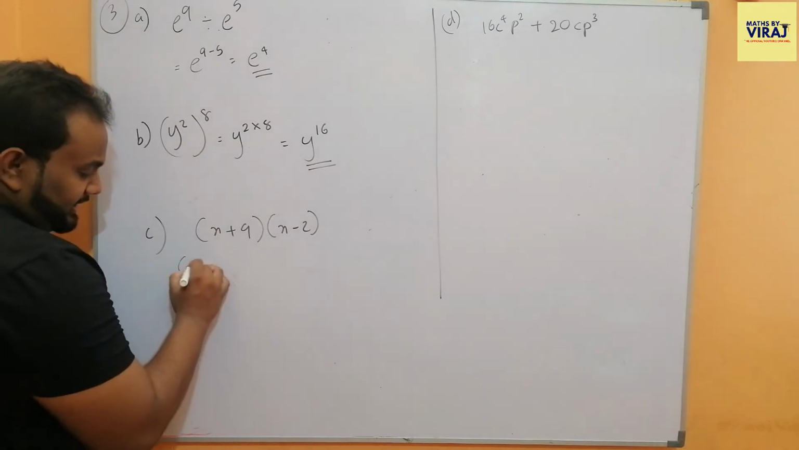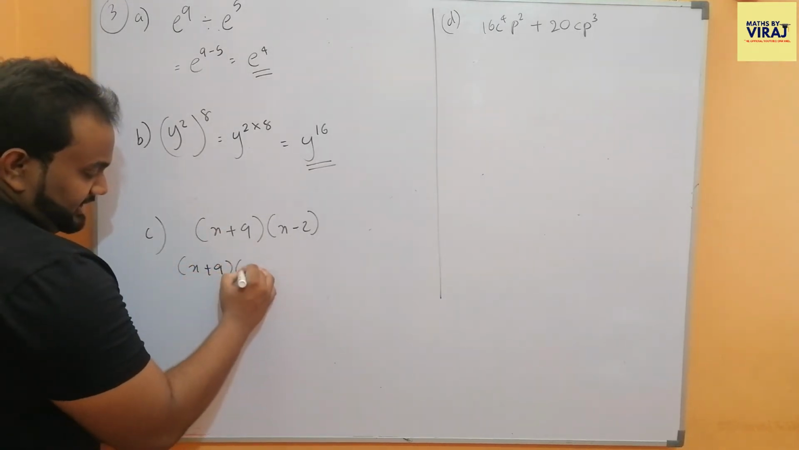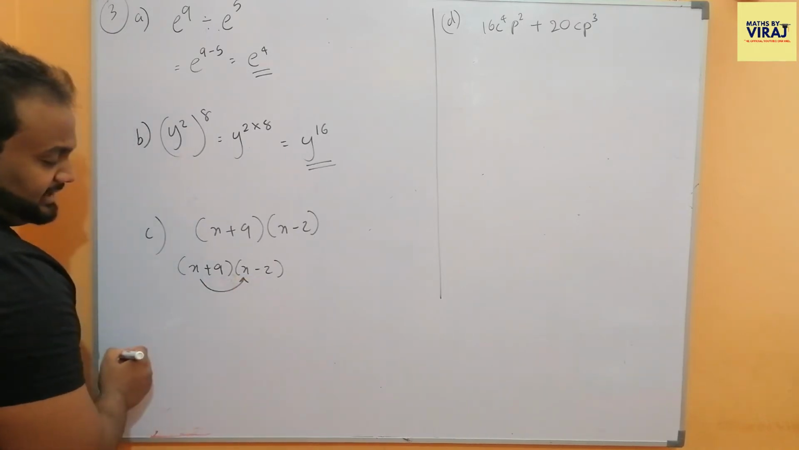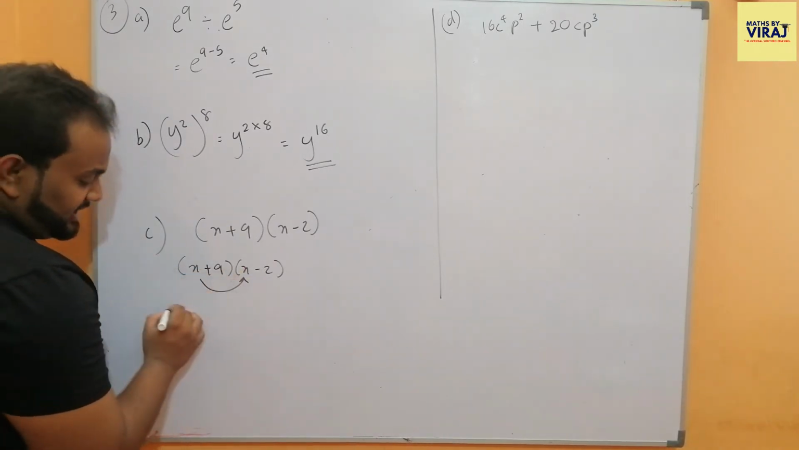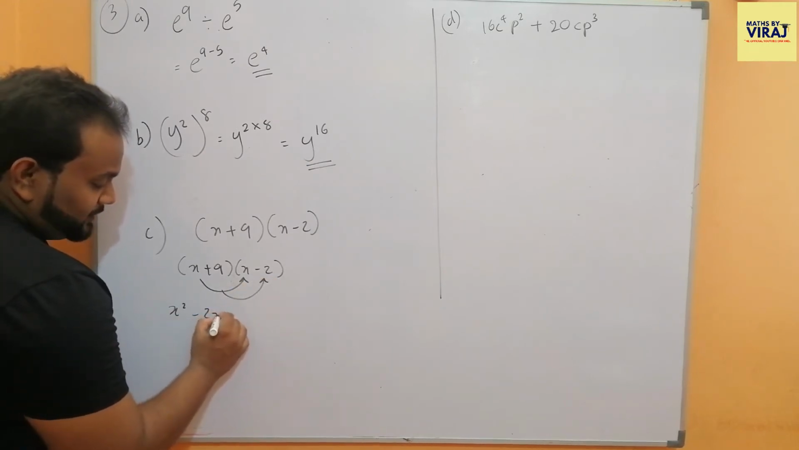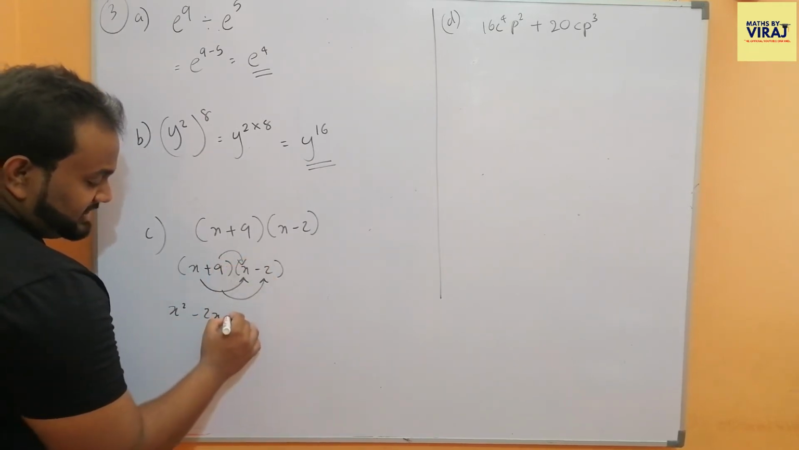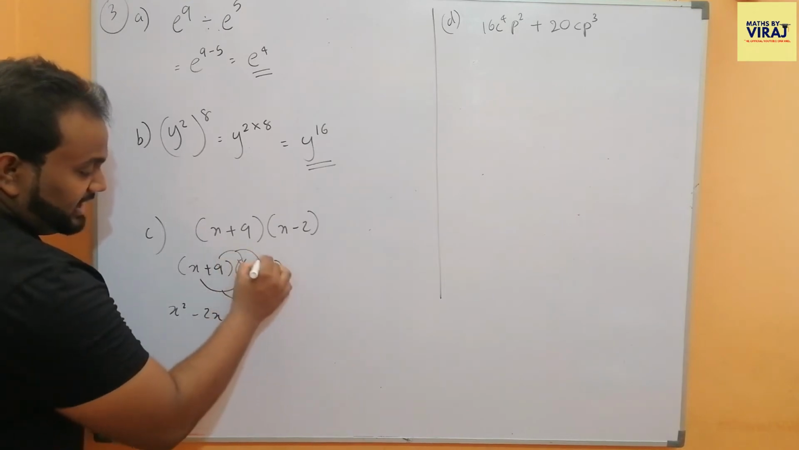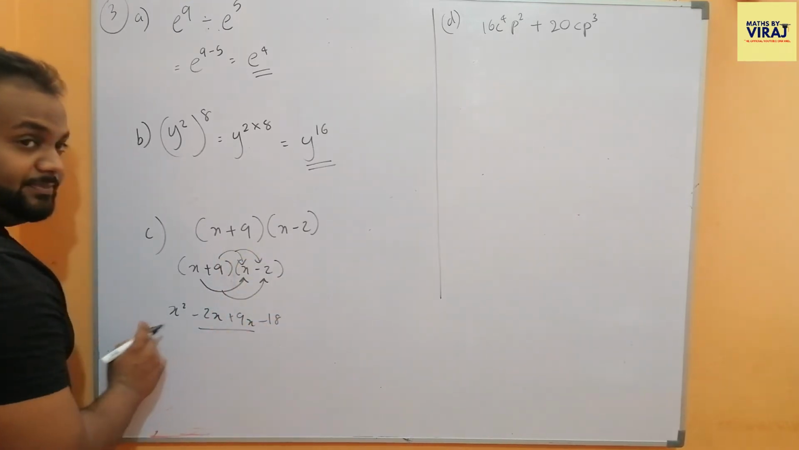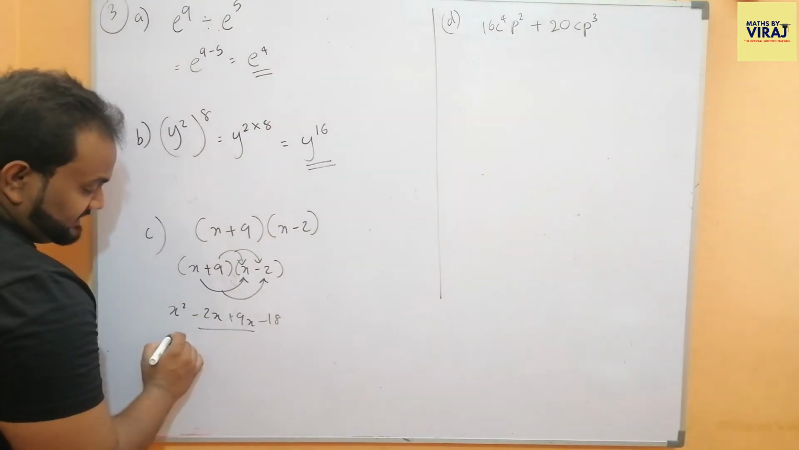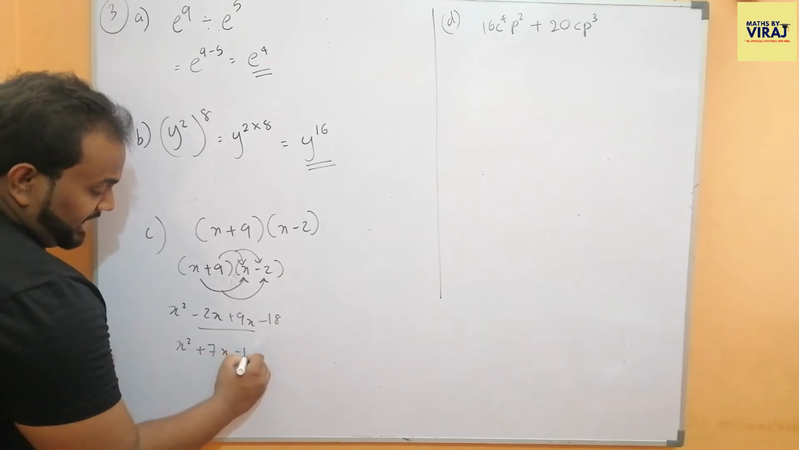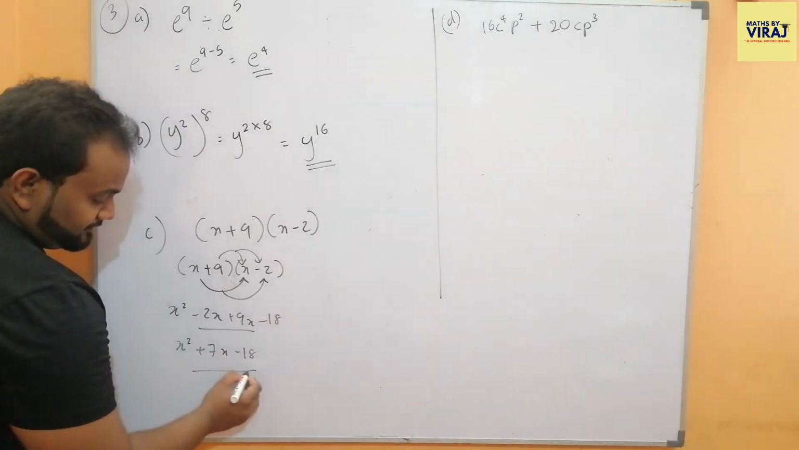Here children, this particular sum can be done in two ways. The basic method is x is to be multiplied by the other term. X into x, x squared, x into minus 2, minus 2x, 9 into x, 9x, 9 into minus 2, minus 18. We add or subtract the like terms, which gives us the answer x squared plus 7x minus 18.